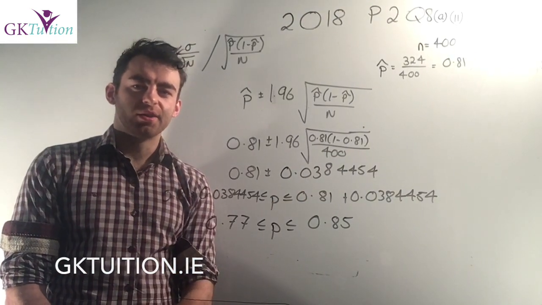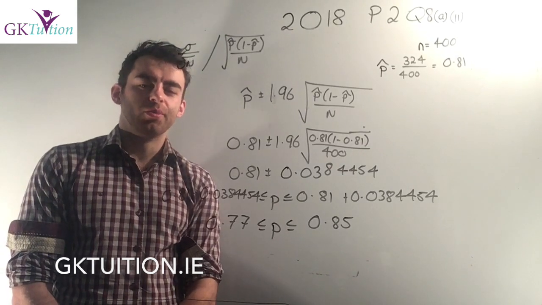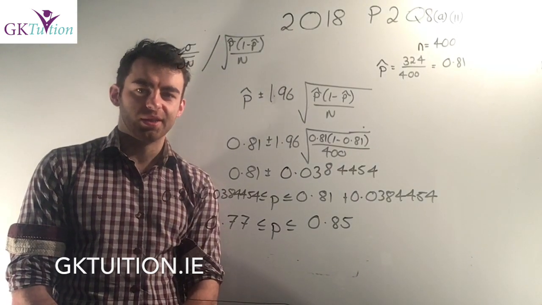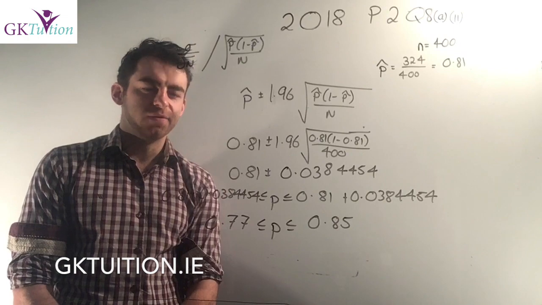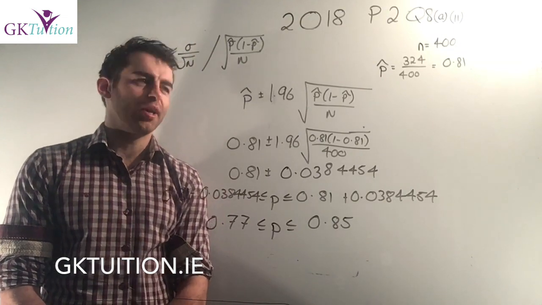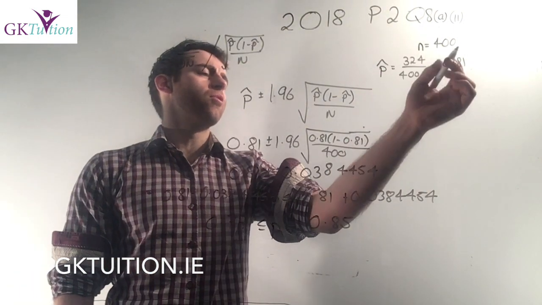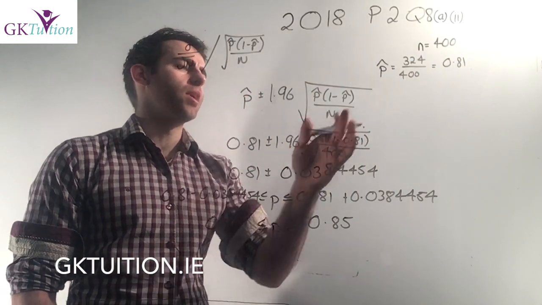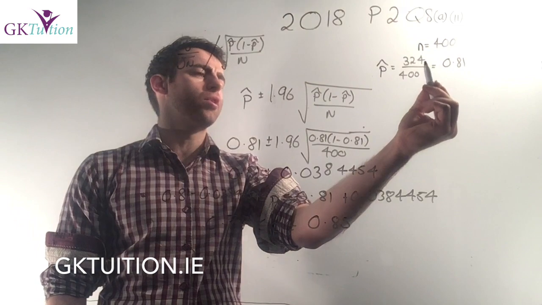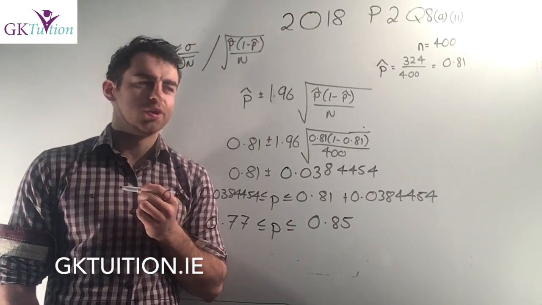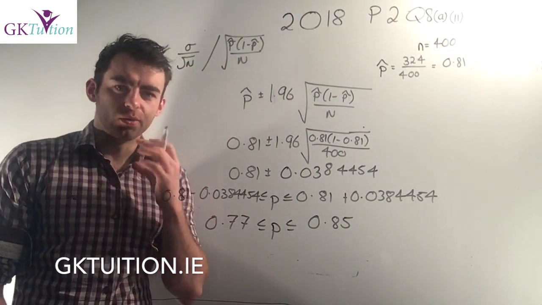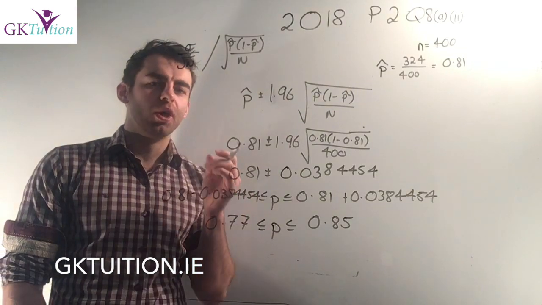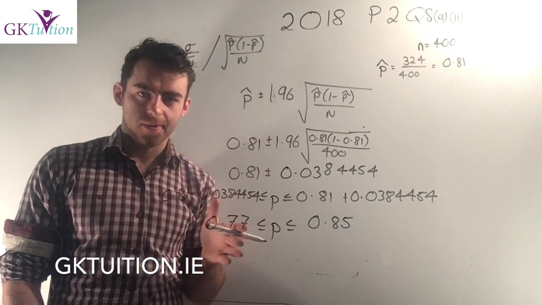Okay, in the second part of this question, we're told that a research company surveys 400 people who tasted this bar, and that 324 of them enjoyed the bar. So that means 400 people were surveyed, my sample size is 400, and the proportion of them that liked the bar, the sample proportion, is 324 over 400, which is 0.81. So in other words, 81% of the people who were surveyed enjoyed the bar.